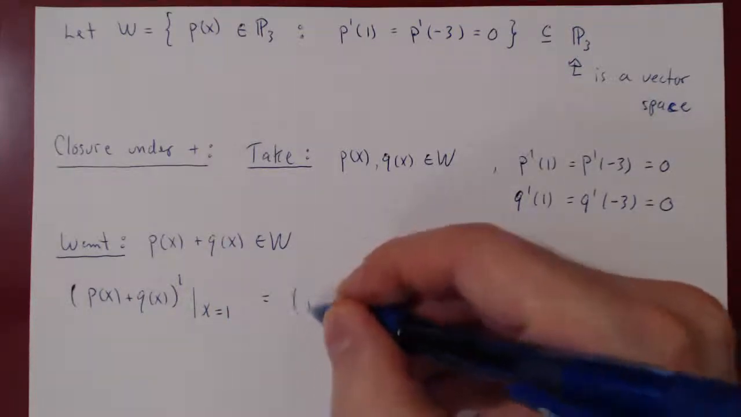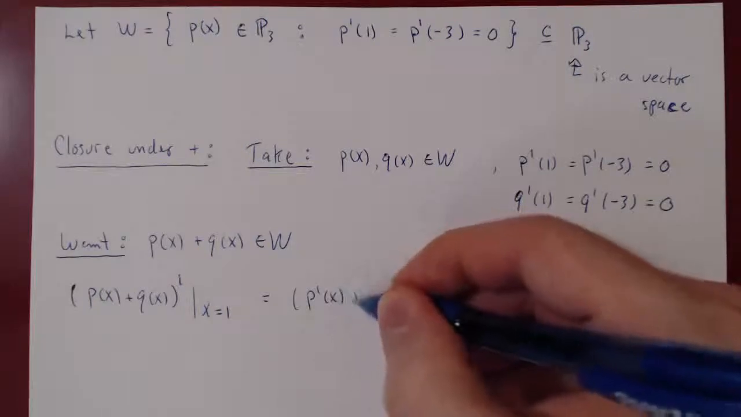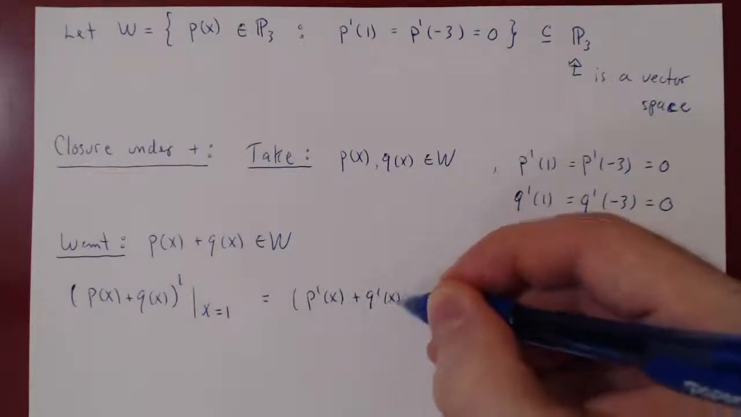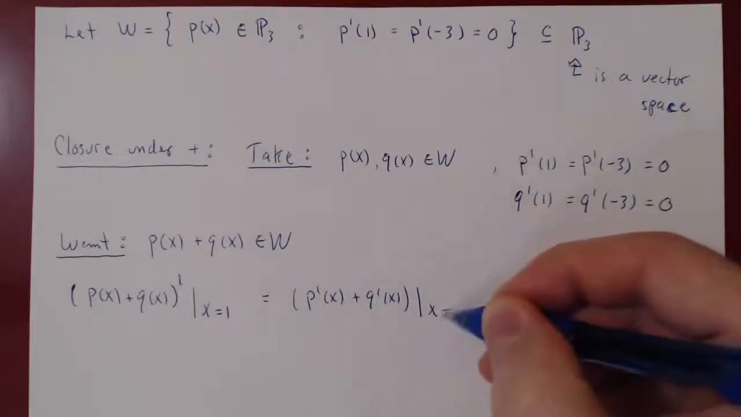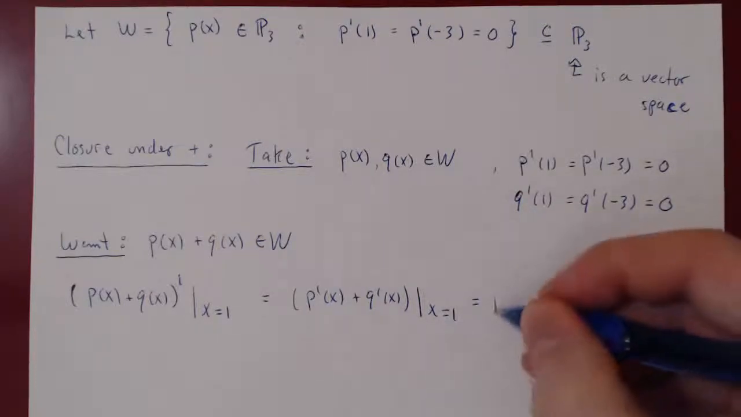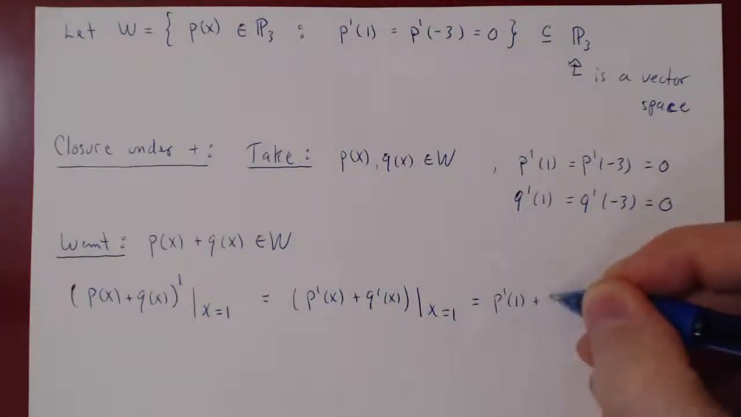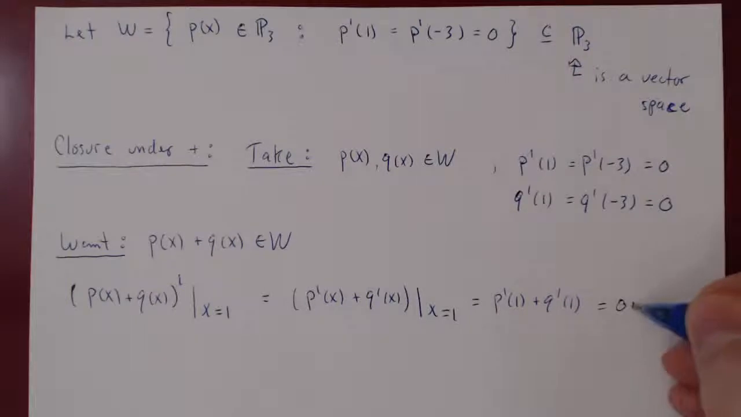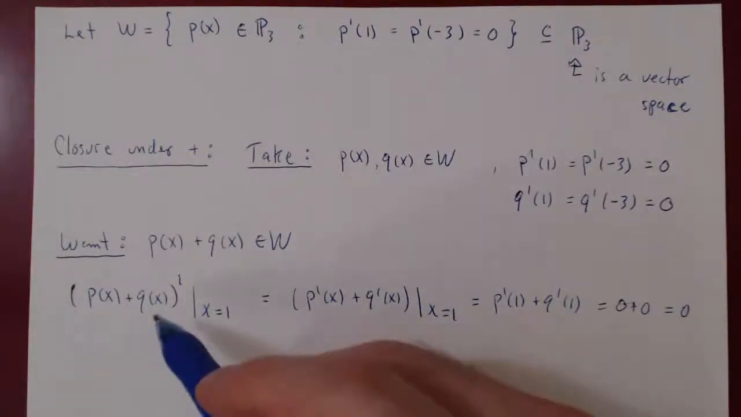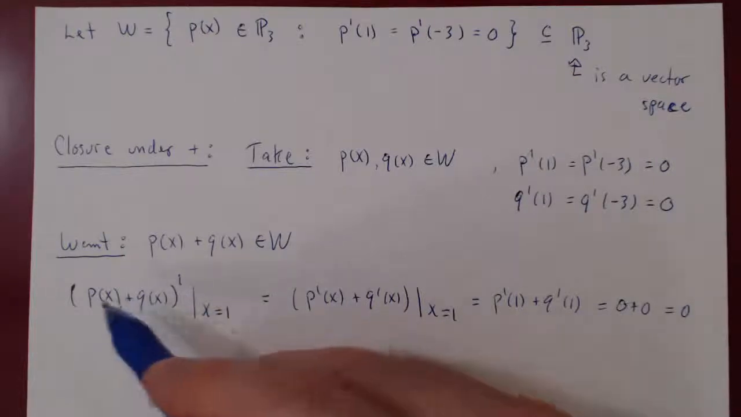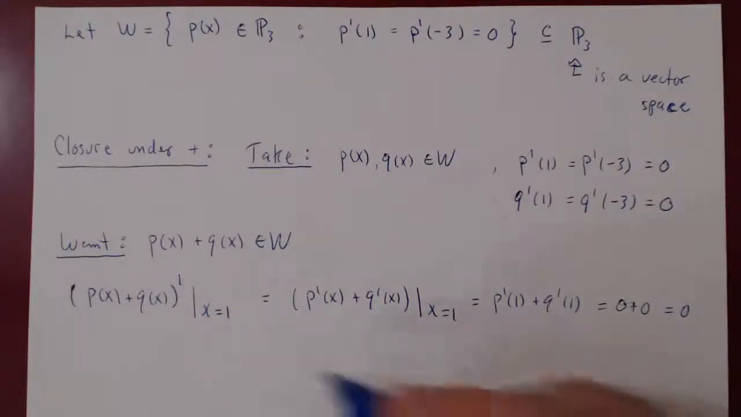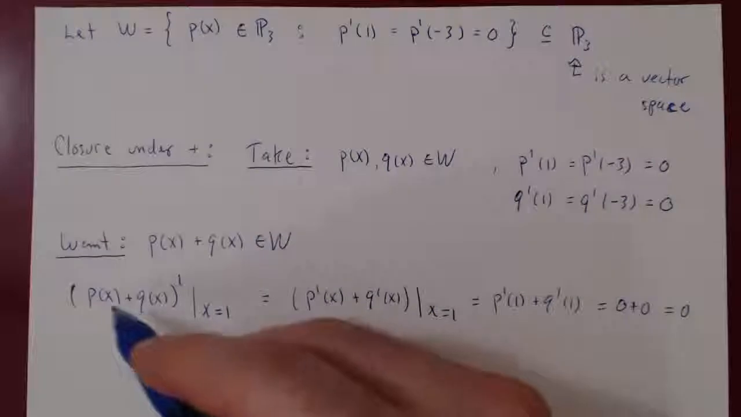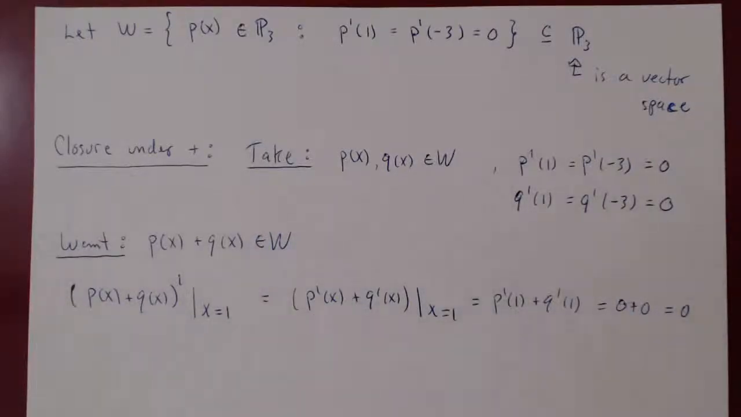We know this is simply the derivative of p plus the derivative of q, as the derivative is linear. And now we can evaluate at x equals 1. We get p prime of 1 plus q prime of 1. But we know that both of these are equal to 0 by assumption. 0 plus 0, the result is 0. Therefore, at x equals 1, the derivative of p plus q is equal to 0. So x equals 1 is a critical point of p plus q.